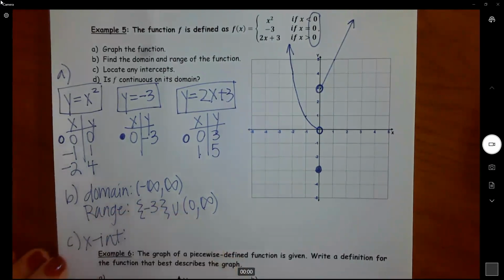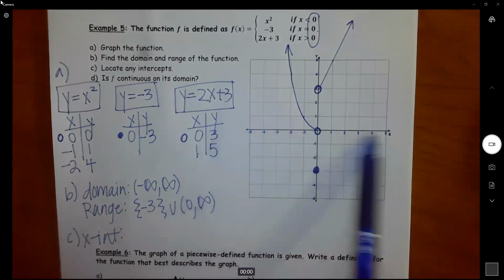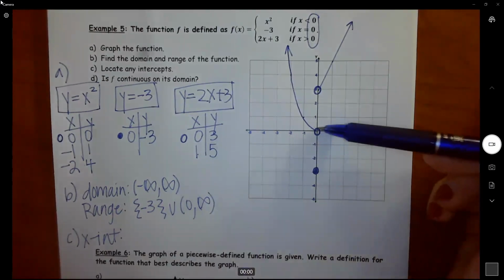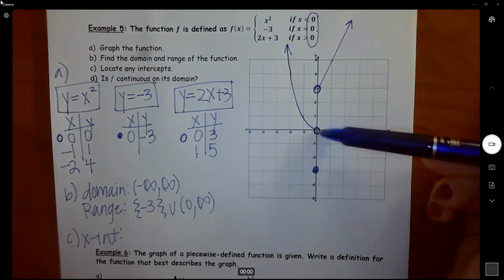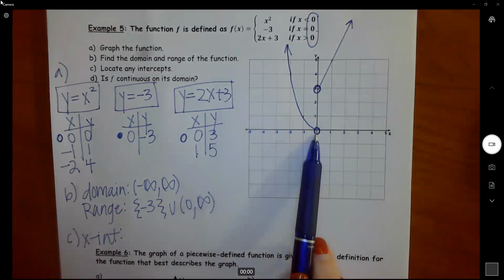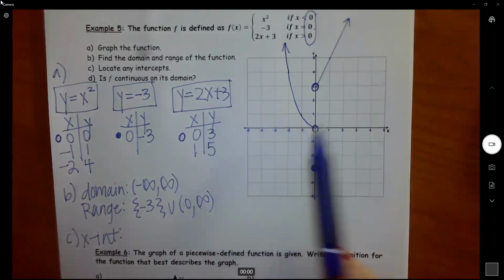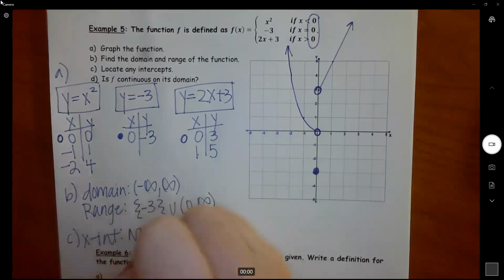Now I need my intercepts. Where is it crossing this x-axis? It might be tempting to say it crosses right here, but remember that point is not included. It's an open circle, so it's not included. So if that wasn't there, you have nothing crossing. And really, we have nothing here because it's not included. So we have none.